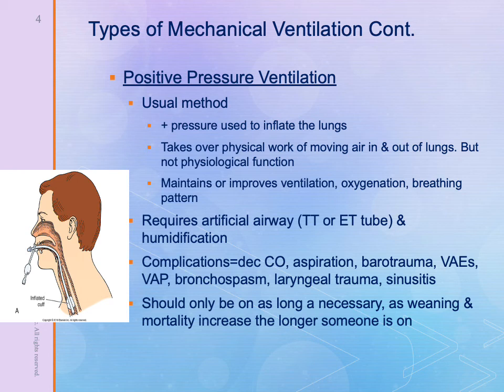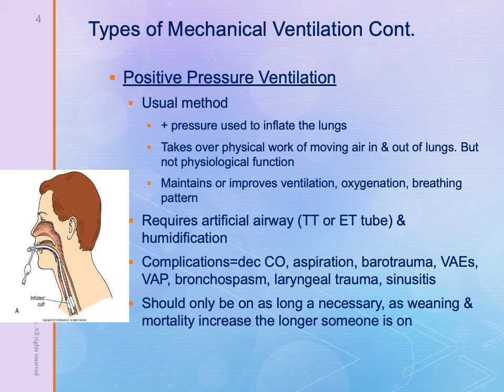It requires an artificial airway such as a tracheostomy tube or an endotracheal tube, as well as humidification. Some of the potential complications of positive pressure ventilation are decreased cardiac output, aspiration, barotrauma, ventilator-associated events, ventilator-associated pneumonia, bronchospasm, laryngeal trauma, and sinusitis.